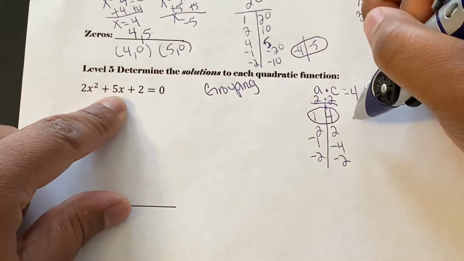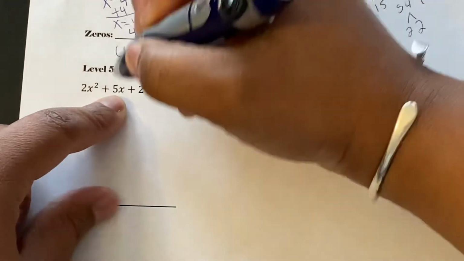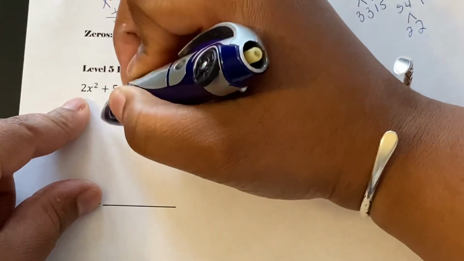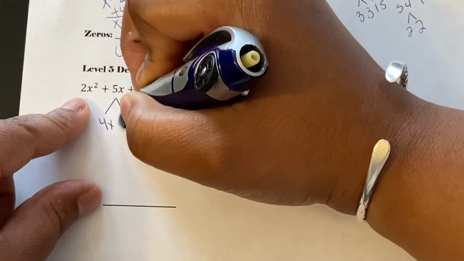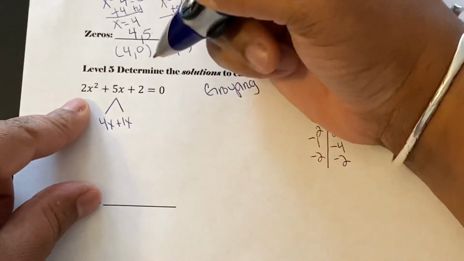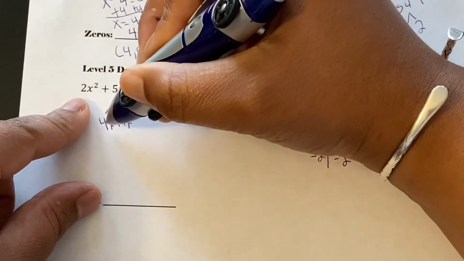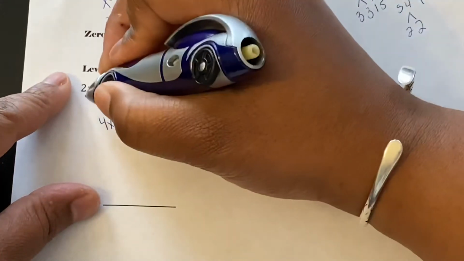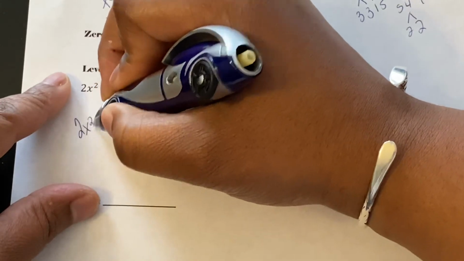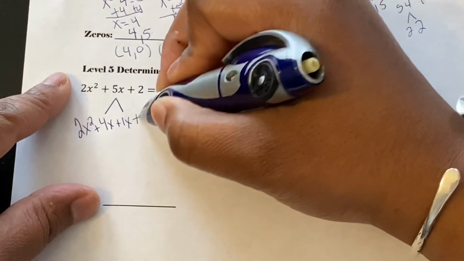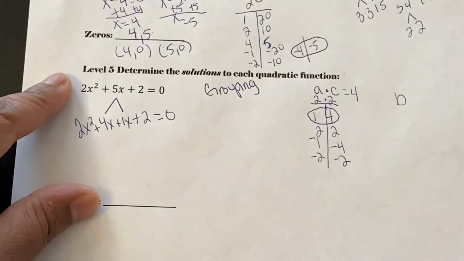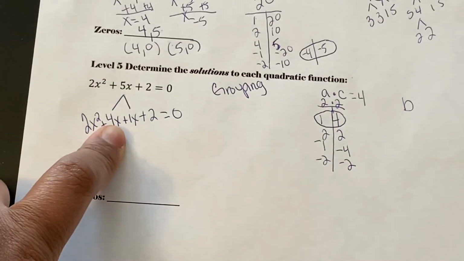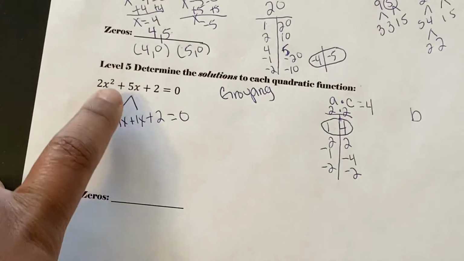So now with the grouping method, I'm going to take this 5 and I'm going to split this 5 into 4x plus 1x, because 5x is 4x plus 1x, or 4x plus 1x equals 5x. And then I'm going to bring down my first term and my last term equals 0. All I did here was I broke up that 5x into 4x plus 1x, because 4x plus 1x is 5x.